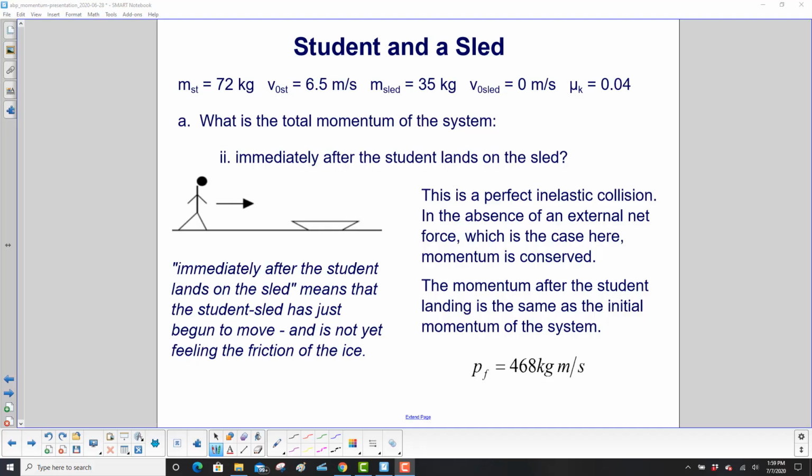What is the total momentum of the system immediately after the student lands on the sled? And we have a lot of words there. And look, we're coming up with the same answer we had on the previous slide, the student's initial momentum. Why is that? Well, immediately after the student lands on the sled means that the student sled has just begun to move and it's not yet feeling the friction of the ice, which will slow him down. This is a perfect inelastic collision. In the absence of an external net force, which is the case here, momentum is conserved. We're not considering the friction force yet. The momentum after the student landing is the same as the initial momentum of the system. It's conserved, so it's 468 kilogram meters per second.